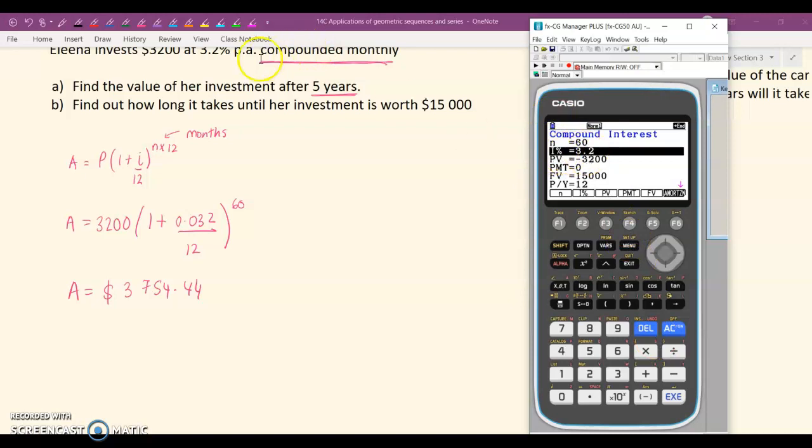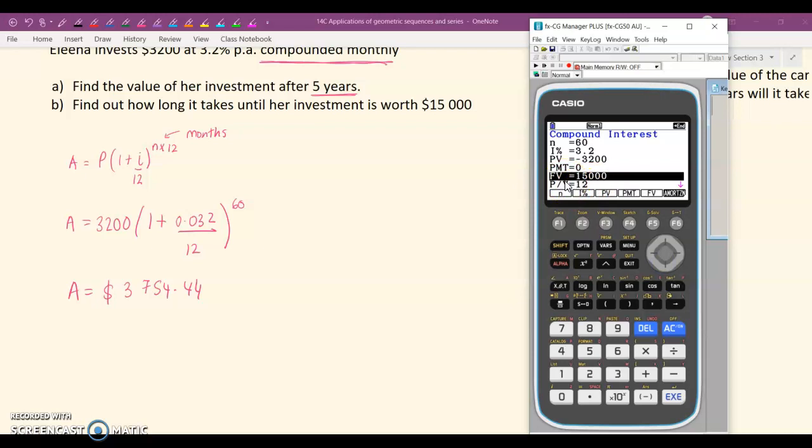Our interest rate is going to be 3.2%. We don't need to write this in as a decimal equivalent; you just write in 3.2. Our present value, PV, is going to be negative 3,200 because we are putting this money into a bank account. It's not in our bank account anymore when we invest it. Our payments, well, we're not making any. We're going to look at that later in future examples, so that's just 0 for us in this question.